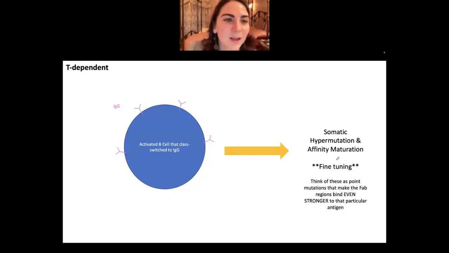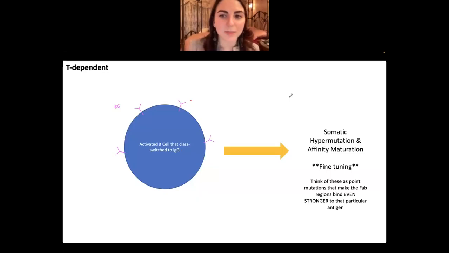So let's say we have a B cell and we had it class switch to produce antibodies that are IgG. This is the same B cell that we saw from before, and the T cell told it to class switch to IgG. What it goes through now is fine-tuning of that antigen. So we're not changing the diversity. We're really not changing the variable region. We're just making it better at recognizing the exact antigen that we just activated the B cell with. And this is what's known as somatic hypermutation and affinity maturation.